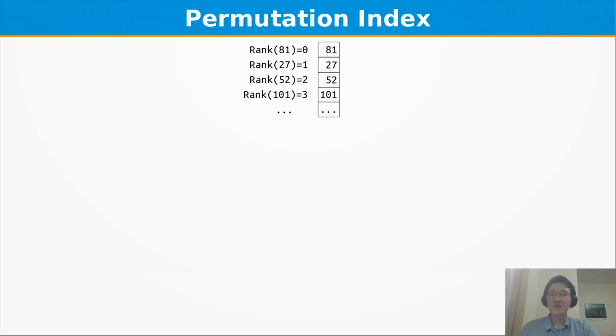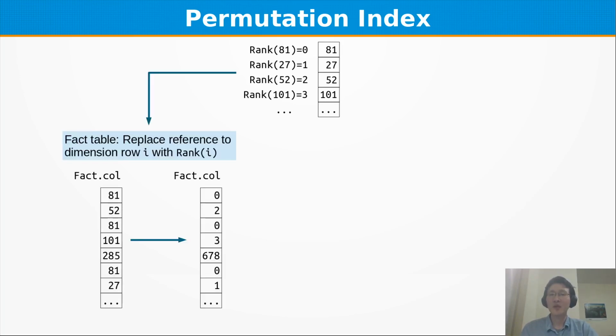Then we can use the permutation index as a reordering template. For the fact table, we replace the foreign key reference to dimension table row I with the frequency rank of I. So, for example, identifier 81 is replaced by the rank of 81, which is 0. This replacement is done when we build the permutation index.